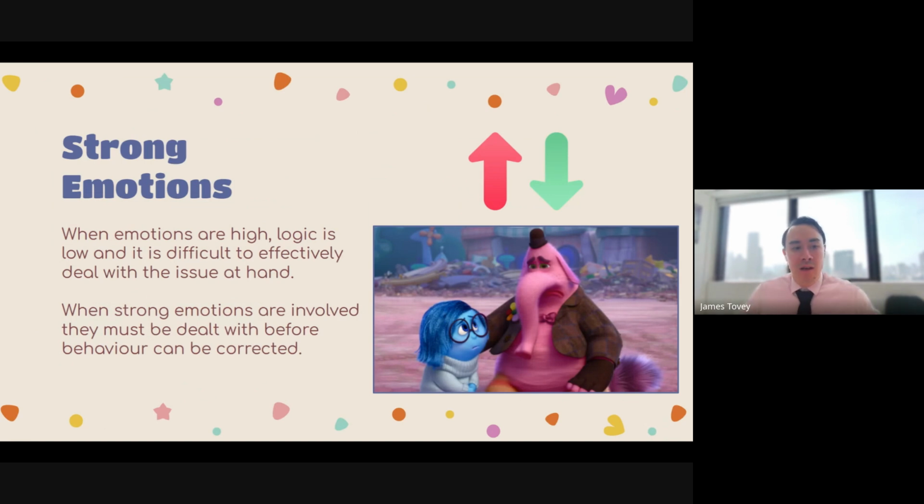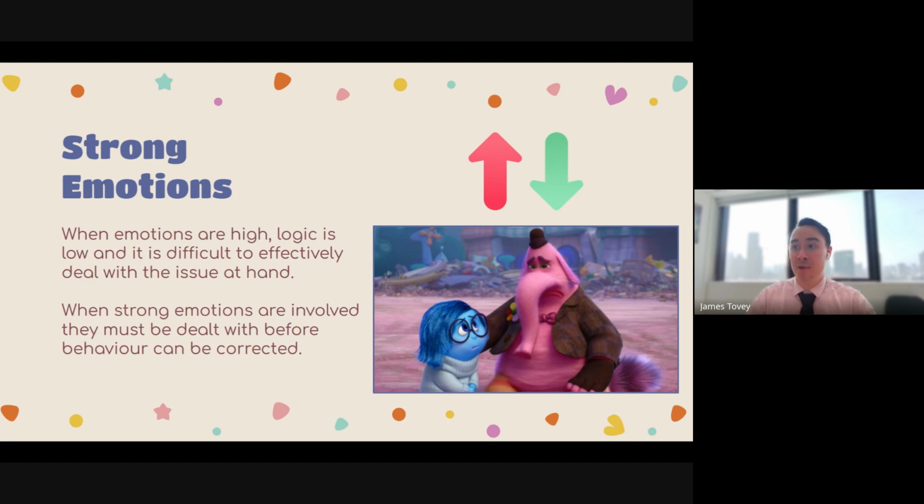Now, we're talking about strong emotions. When emotions are high, logic is low, right? It's difficult to effectively deal with an issue at hand if we're just being all very emotional. So that's whether it's you who's emotional or the student, okay? If anyone in the whole situation is frustrated, angry, or upset, or sad, or something like that, it's very hard to reason and move forward. So when strong emotions are involved, they must be dealt with before the behavior can be corrected.